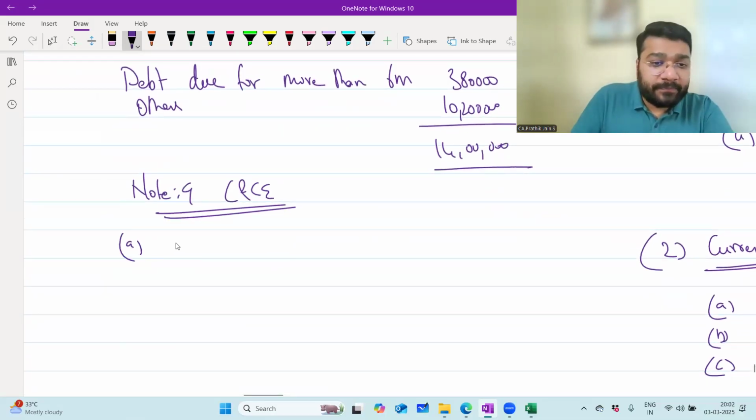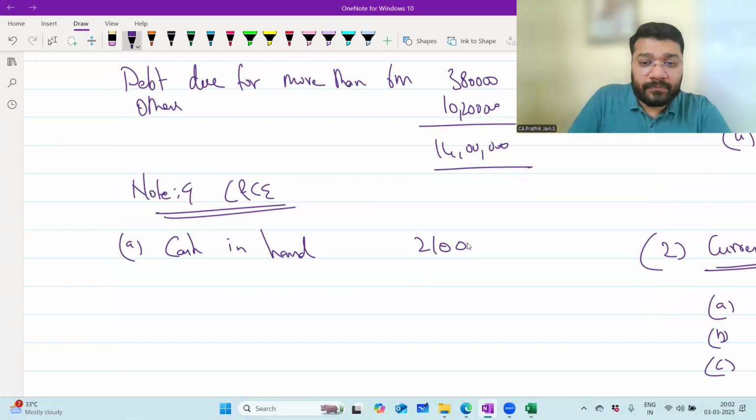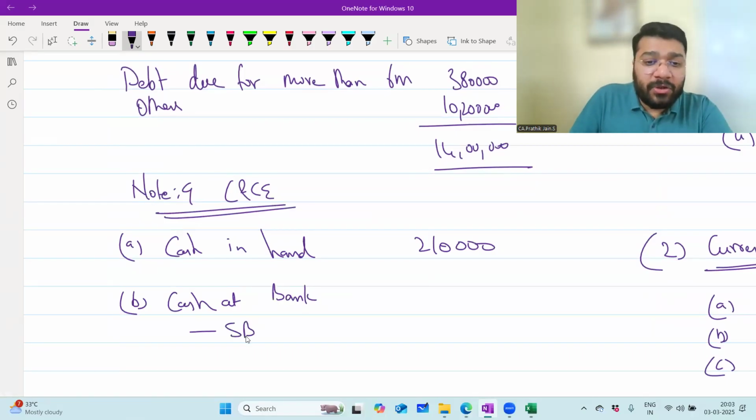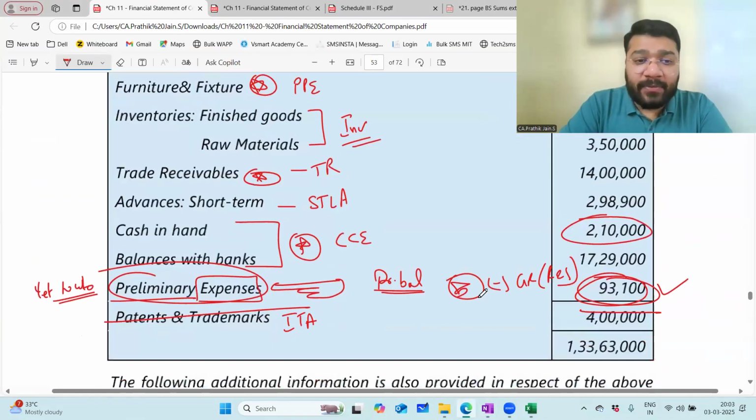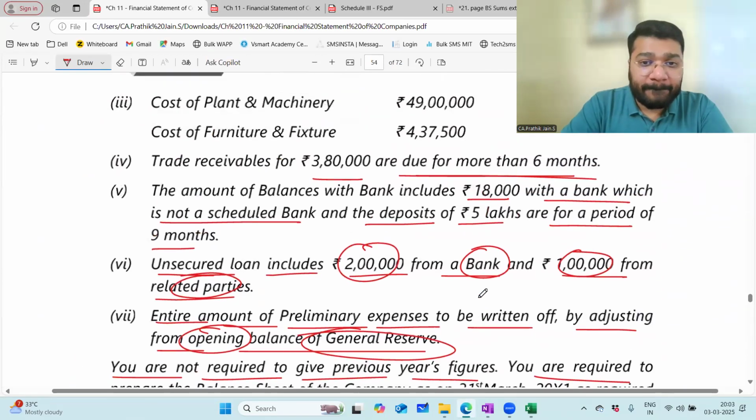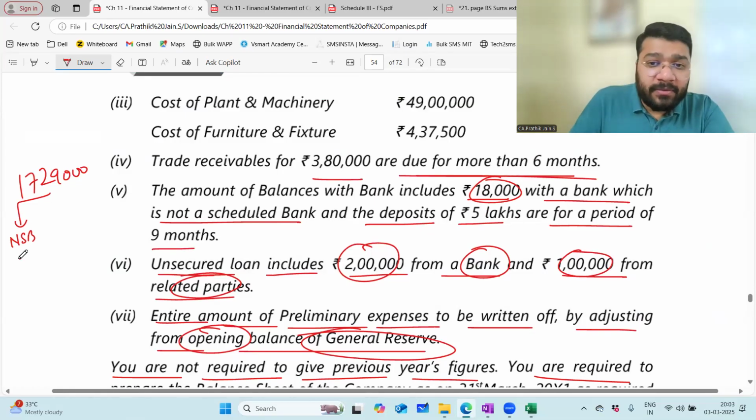Then what is the first item? Cash in hand. How much is cash in hand? 2,10,000. Then B, cash at bank. Scheduled bank, non-scheduled bank. So balance with bank is 17,29,000. Okay. Now what are they saying? In that 17,29,000, 18,000 is with the bank which is not scheduled. So non-scheduled bank, 18,000.